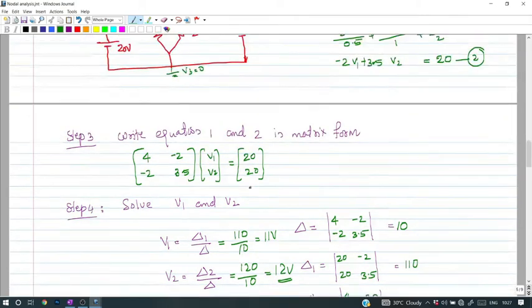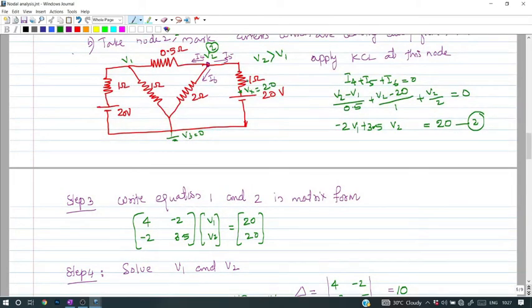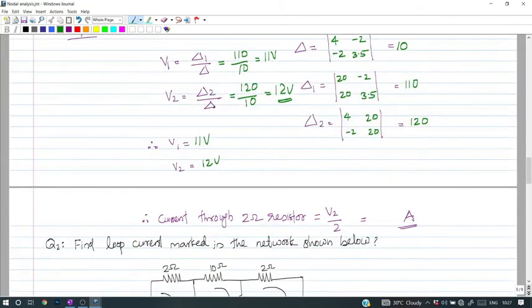Now how to find the current through this 2 ohm resistor, which is nothing but I6? What is the expression for I6? I6 is V2 divided by 2. What V2 did we get? V2 is obtained as 12. 12 by 2 is 6 ampere. So in this way you can find any branch current using nodal analysis.